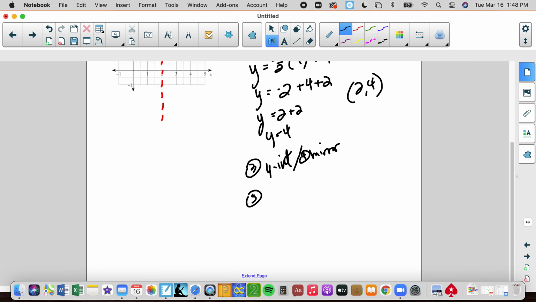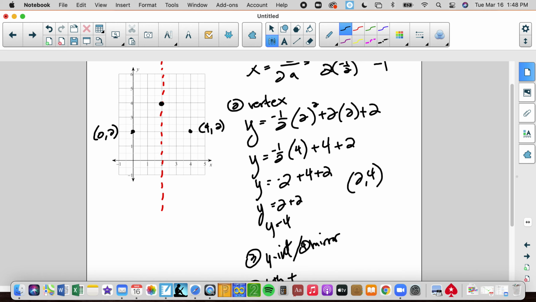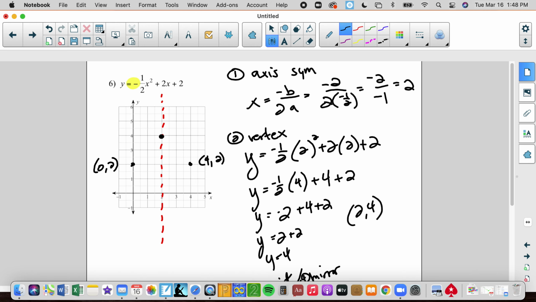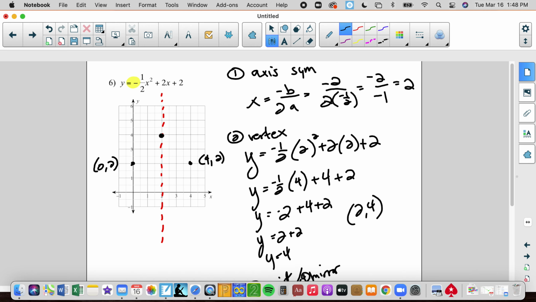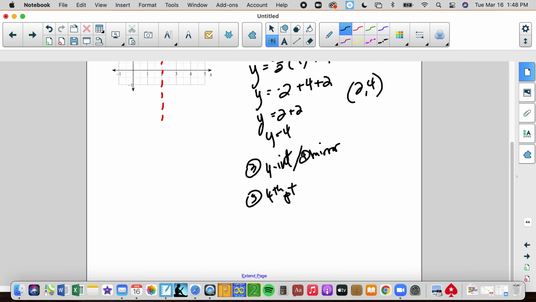Step 5 is the fourth point. I'm going to pick 1. Oh, am I going to pick 1? All right, I got to pick 1. Sometimes you want to pick a multiple of the denominator, but because we've already used 2 and 4, I got to use 1. So, all right, here we go.